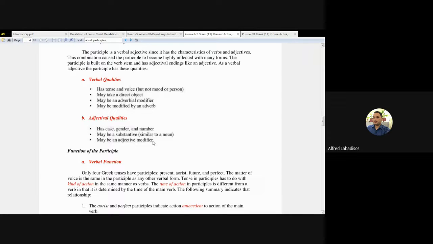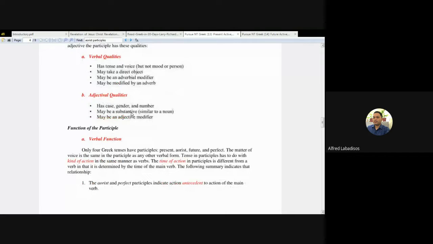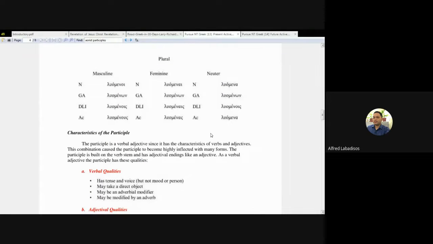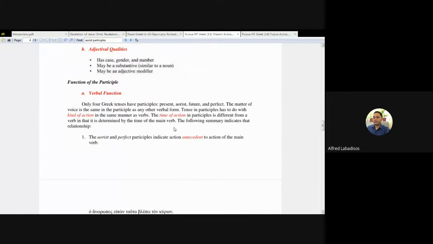Now, what is the function of a participle? Why do we need to study the participle? There are two functions: the verbal function and the adjectival function. Remember that participles have two qualities, verbal and adjectival. Therefore, they also function as a verb and as an adjective.